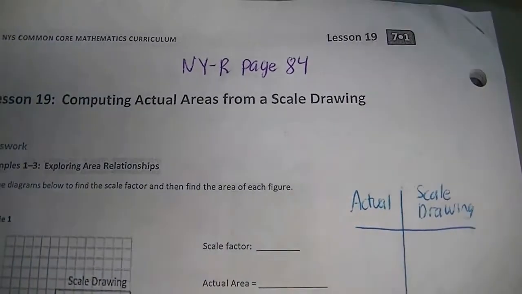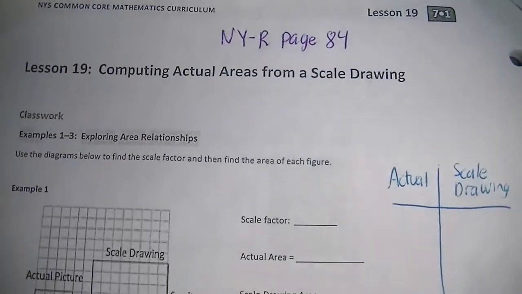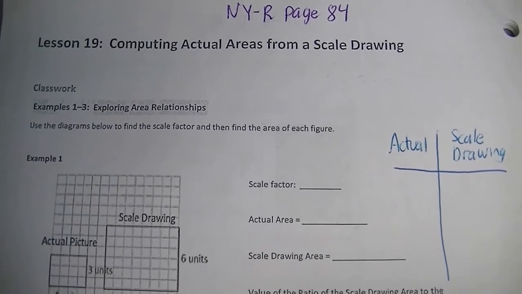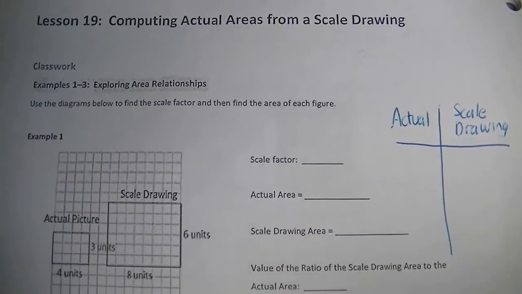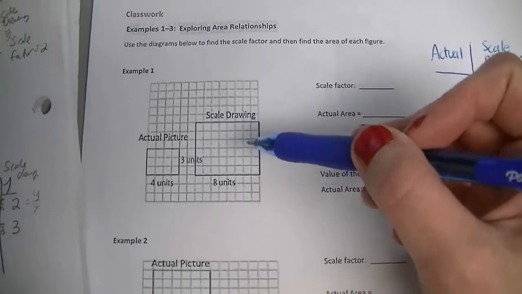This video is going to show you how to complete the problems out of your math book on page 84. So the directions say use the diagrams below to find the scale factor and then find the area of each figure. So just looking at them real quick, I know I'm supposed to find the area of them. They're just rectangles. Yeah, all of them are rectangles.